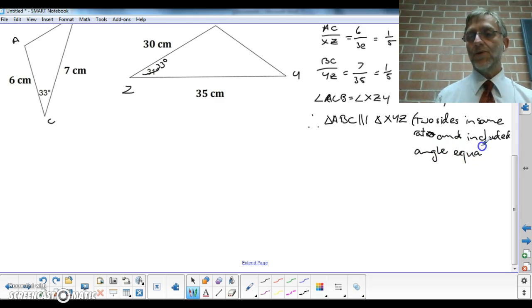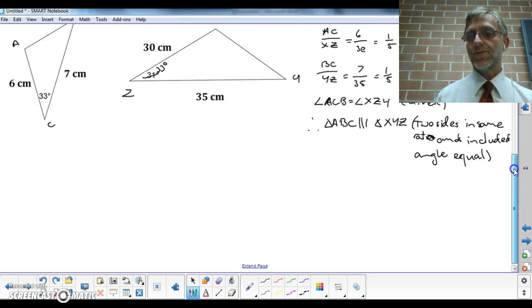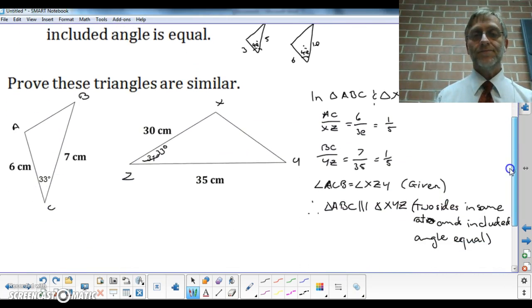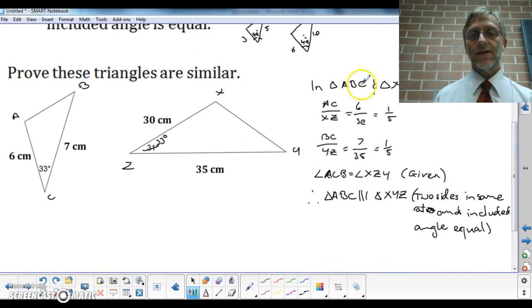Okay, so there's 4 possible sorts of proofs you need to remember. Those 4, and you need to be able to apply them and write proofs that look like this. Actually, a lot like congruence proofs, so don't be scared of those questions.